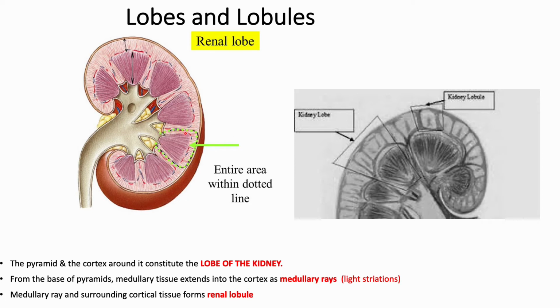Here you can see the area within the dotted line, that is one pyramid along with the cortex that surrounds it. From the base of the pyramid, the medullary tissue extends into the cortex, and we call it medullary rays. These can be seen as light striations. The medullary ray and the surrounding cortical tissue form the renal lobule.